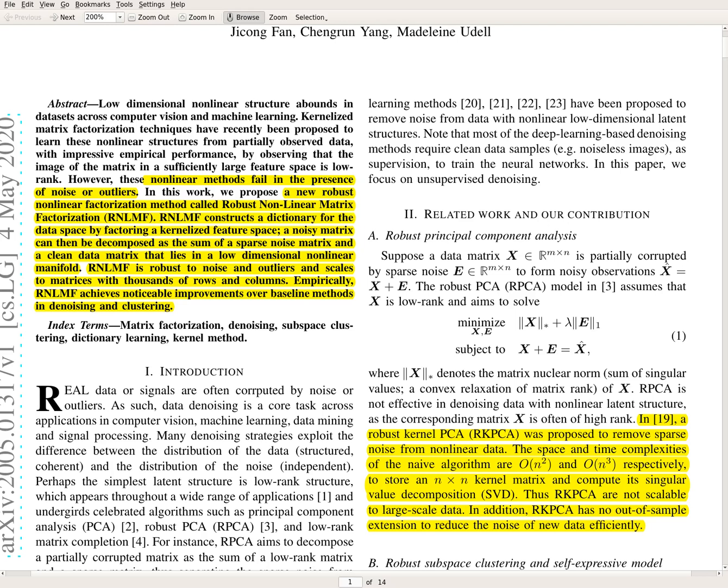In the abstract, they write that nonlinear methods fail in the presence of noise or outliers. In this work, we propose a new robust nonlinear factorization method called robust nonlinear matrix factorization. Robust nonlinear matrix factorization constructs a dictionary for the data space by factoring a kernelized feature space. A noisy matrix can then be decomposed as a sum of sparse noise and a clean data matrix that lies in a low-dimension nonlinear manifold. RNLMF is robust to noise and outliers and scales to matrices with thousands of rows and columns. Empirically, RNMF achieves noticeable improvements over baseline methods in denoising and clustering.